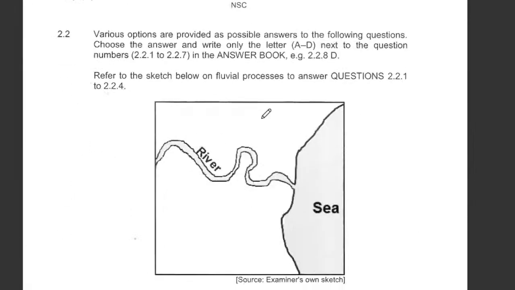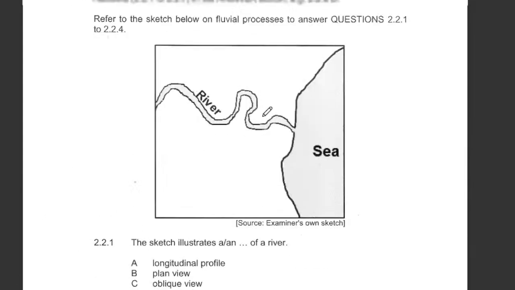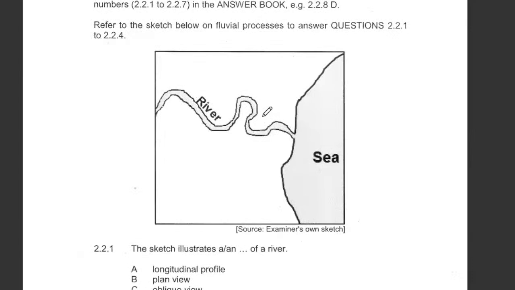Okay, 2.2. The sketch is given, so we are using it to answer the questions. The sketch illustrates a dash river. Which river? Illustrate, obviously the longitudinal, because there's a source somewhere and the mouth here. So that is the longitudinal.